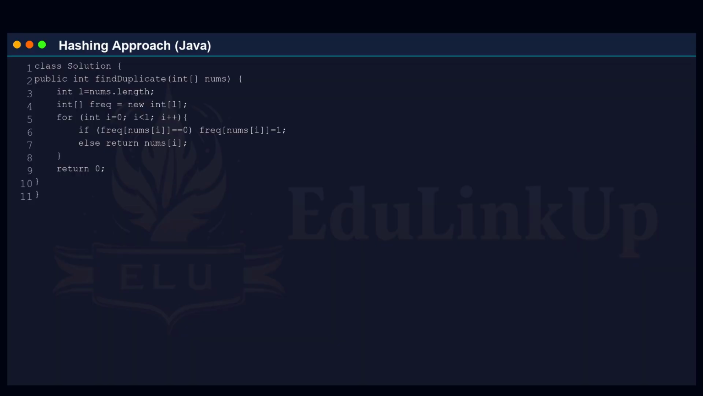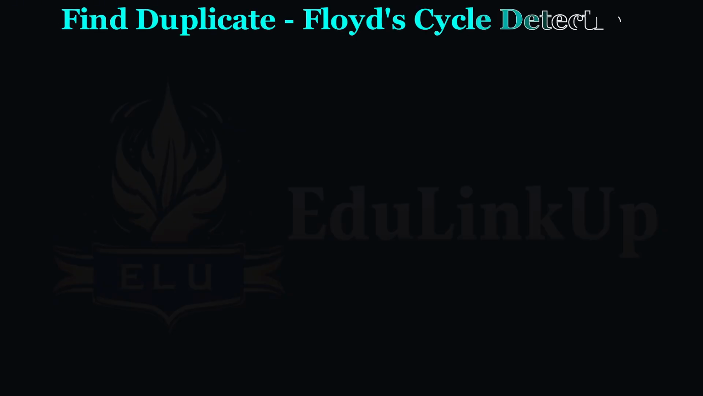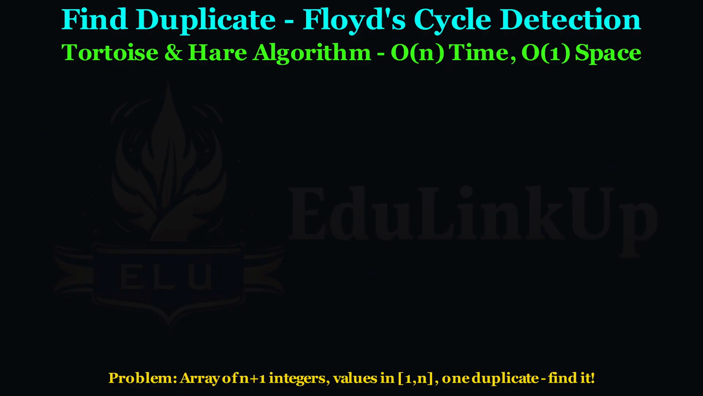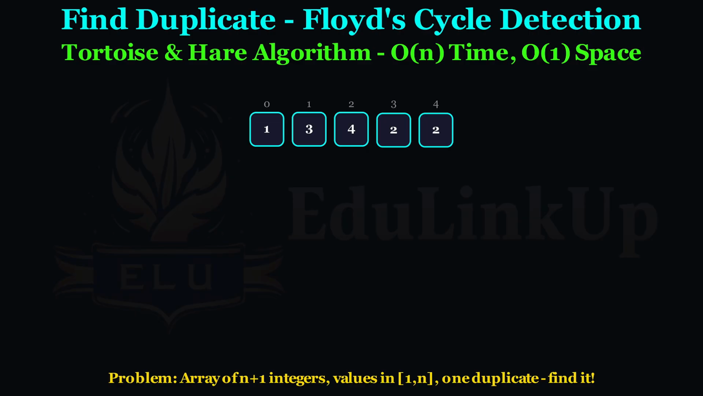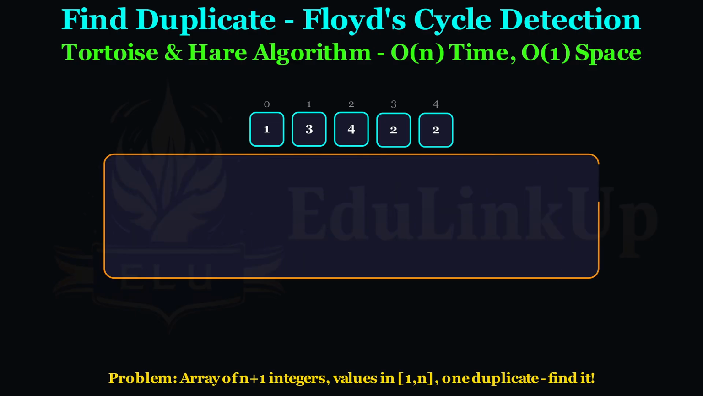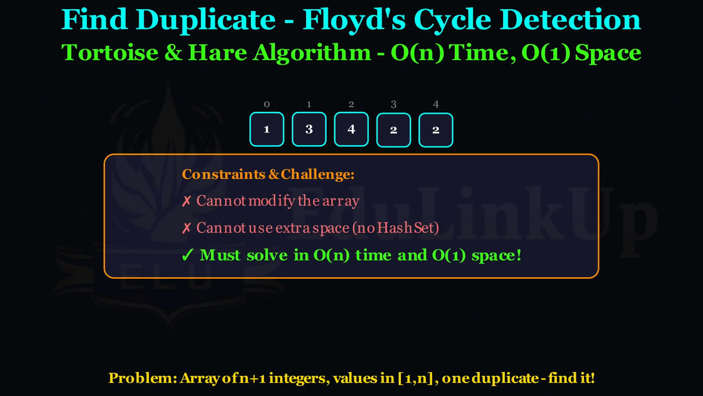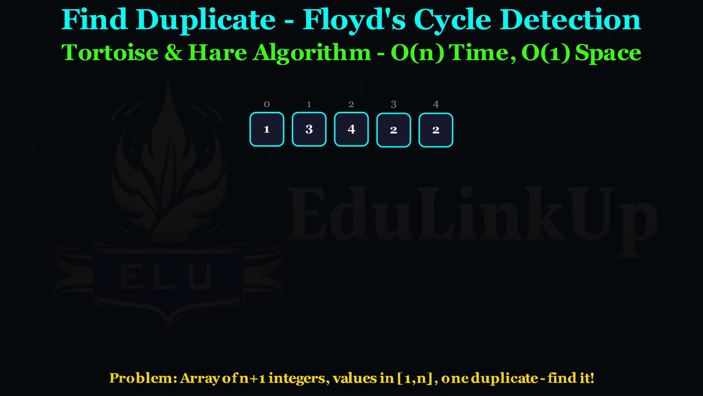Can we do better? Yes, we can do better with Floyd's cycle detection algorithm, also known as the tortoise and hare algorithm. So our second example is the array 1 3 4 2 2, where the duplicate is 2. The challenge here is that we cannot modify the array and we cannot use extra space like a hash set. We must solve it in big O of n time and big O of 1 space.